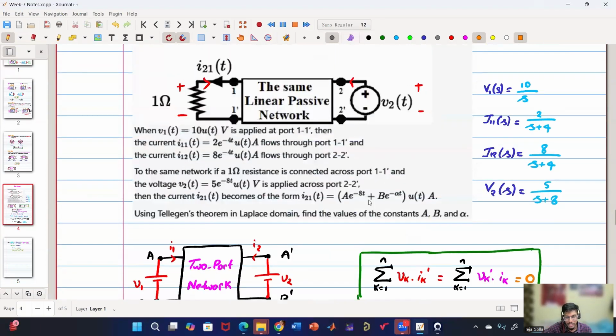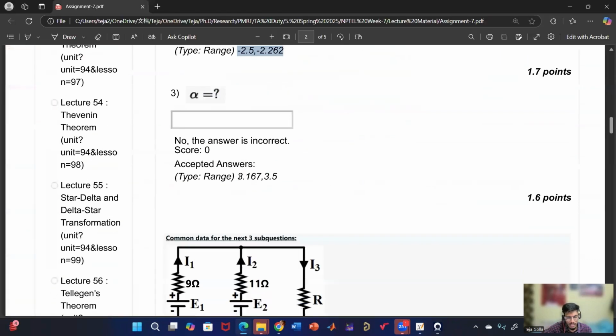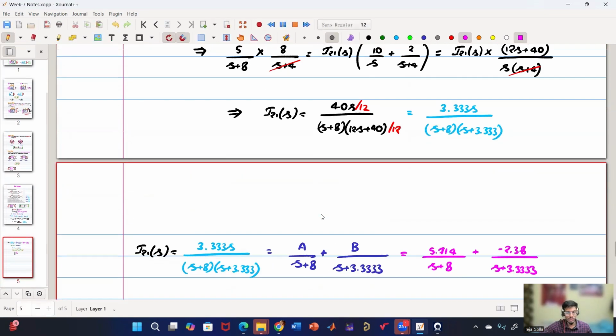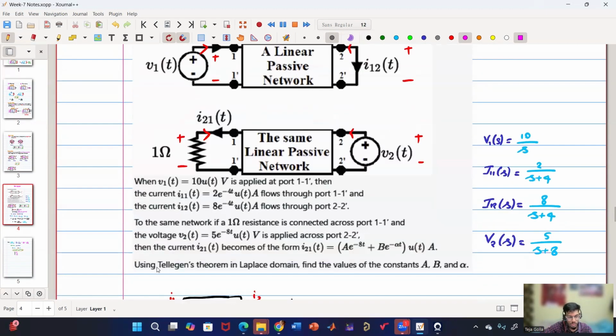But if you see, they have mentioned minus alpha. So alpha is 3.333. So let me just also write. So we got A, B, alpha. A is 5.714, B is minus 2.38, alpha is 3.333. So if we summarize this question, they have given the same network with different connections, and they are asking to use Tellegen's theorem in Laplace domain and find this A, B and alpha.